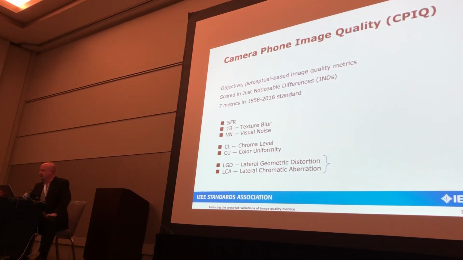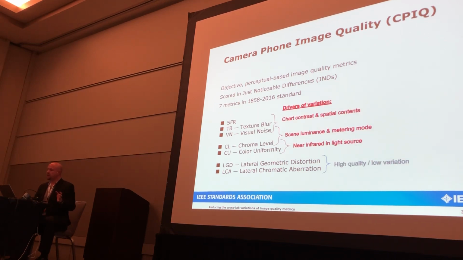Our standard uses objective perceptual-based image quality metrics with subjective viewing conditions. These are scored in just noticeable differences, or JNDs. There are 7 metrics in the 1858-2016 standard. The quality loss for each of these metrics is in the subjective viewing condition of a high-resolution computer monitor where the image is filling the screen.